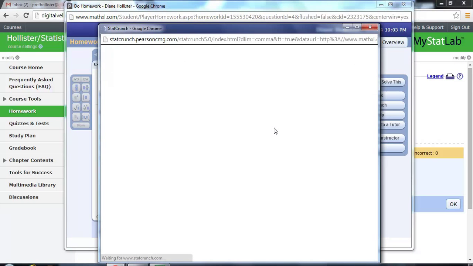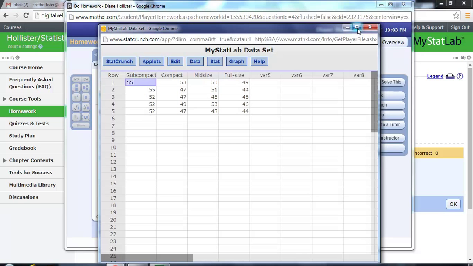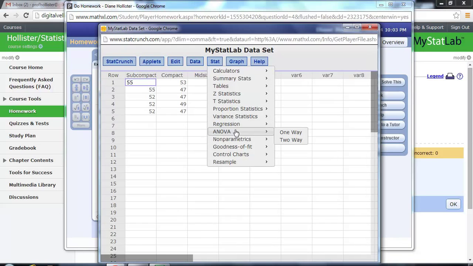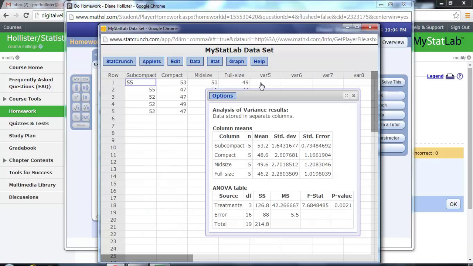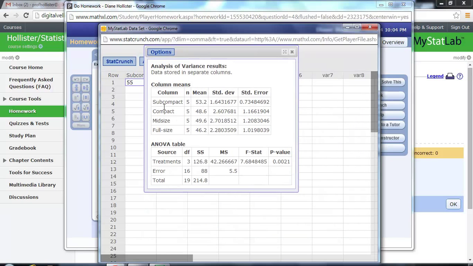We're going to go ahead and open that up in StatCrunch. And we are now going to take a look at ANOVA one way. We're going to hold down your control key or your shift key, and click all 4 columns. And everything else is pre-built in, so go ahead and click compute. Move this up and take a look here. Here's the mean and standard deviation for each of those columns. Down here's our ANOVA table, our calculated F statistic, and our p-value, which in this case is 0.0021.